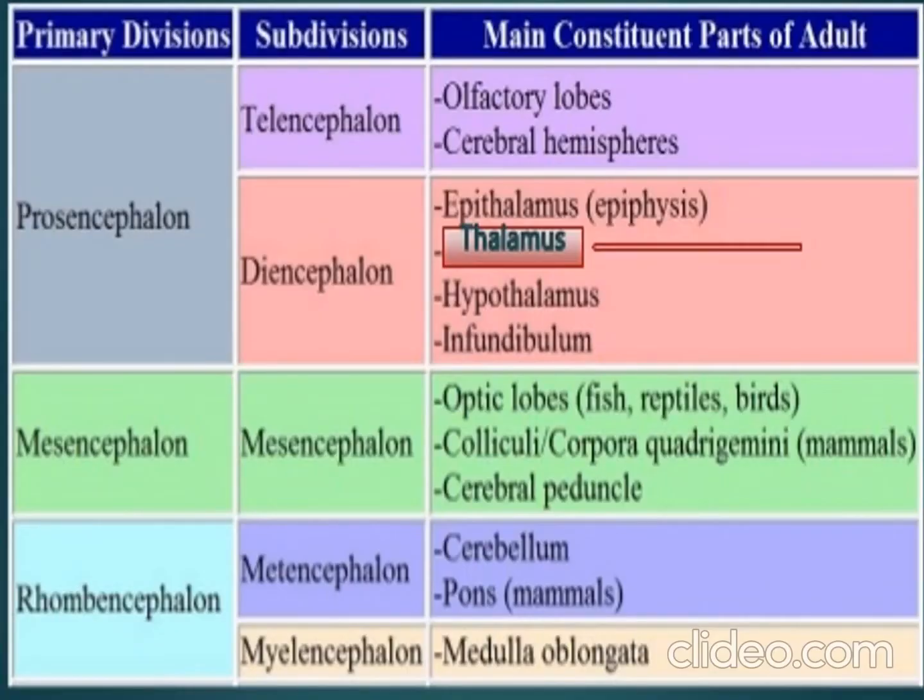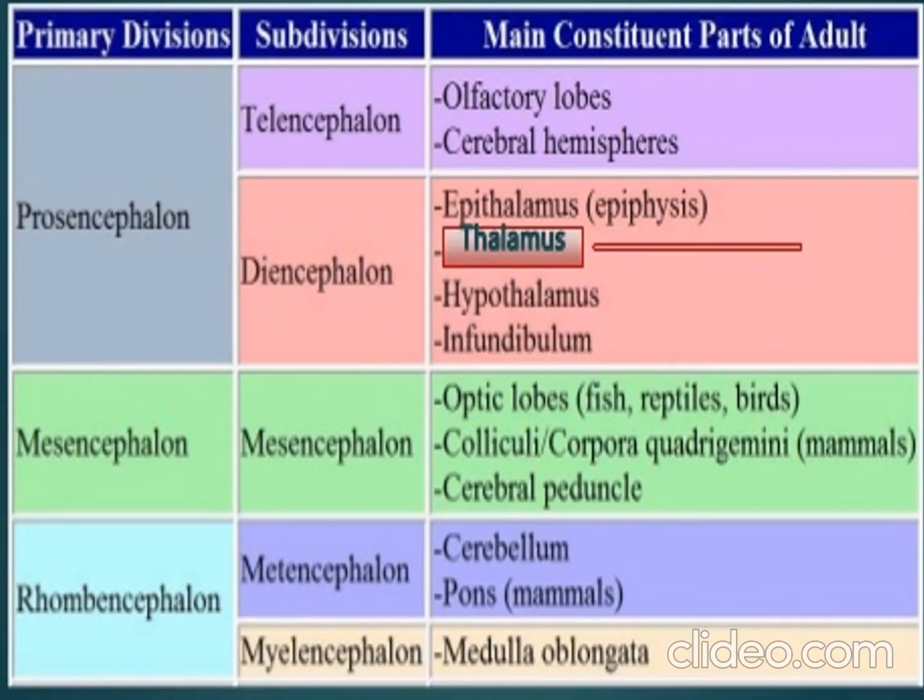Yes, the brain is divided into prosencephalon, mesencephalon and rhombencephalon. Now the prosencephalon subdivides into telencephalon and diencephalon. The telencephalon gives rise to the cerebral hemispheres, that is right and left. The cavity of each cerebral hemisphere is the lateral ventricle.